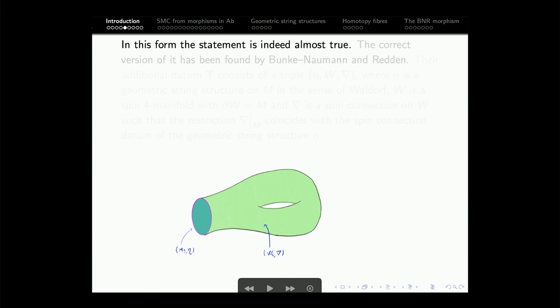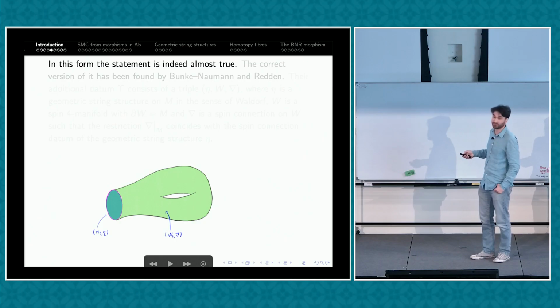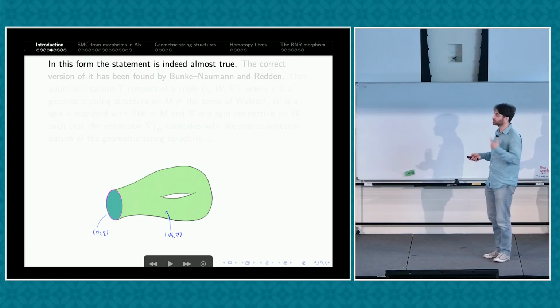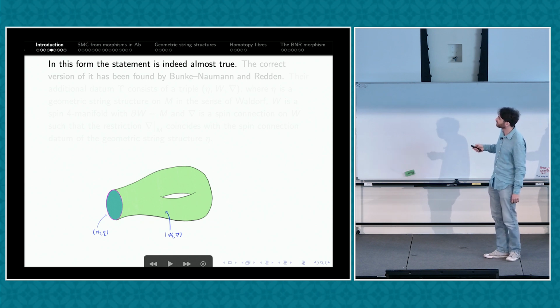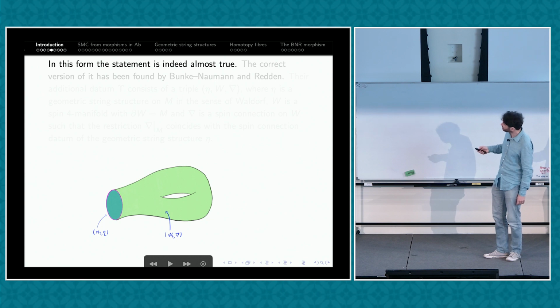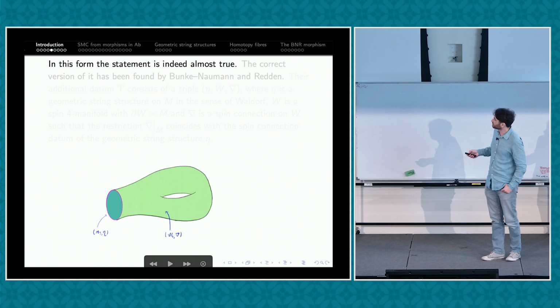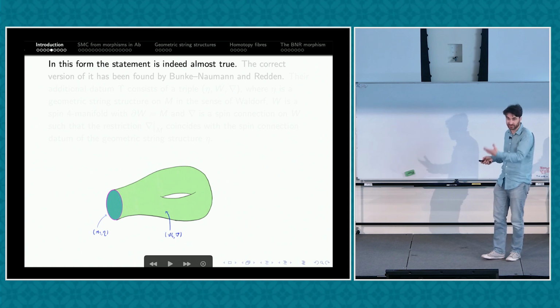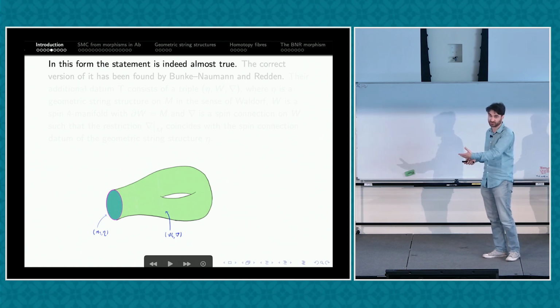But this is not enough. So the additional datum is also a whole 4-manifold. So the additional datum is realizing the string three-manifold as the boundary of a 4-dimensional spin manifold. And then on the spin manifold, I put a spin connection. And the compatibility will be that this spin connection nabla here should be the same as the part of the datum of the geometric string structure, which is a spin connection.